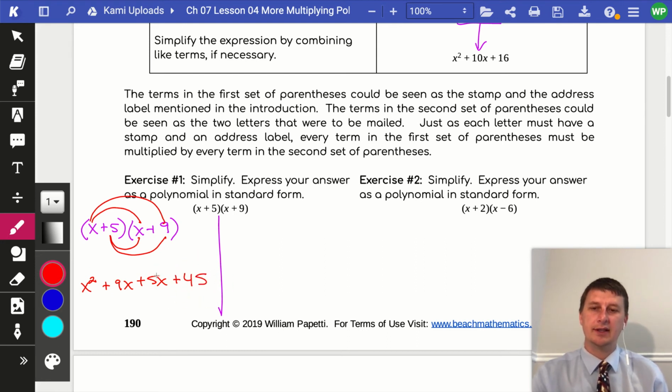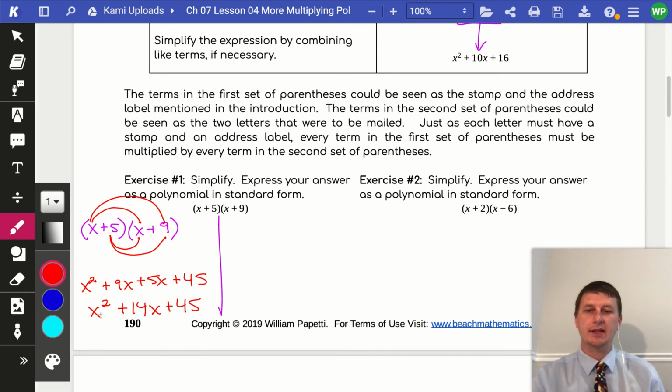So now if I look at this final solution right here, I could see that I do have 2 like terms, so I bring down my x squared, and 9x plus 5x will give me 14x, and then bring down my 45 as well. So when I multiply x plus 5 times x plus 9, I get x squared plus 14x plus 45. And why is it called the lobster claw? Well, doesn't this look like a lobster claw? It's like pinching the terms right there?